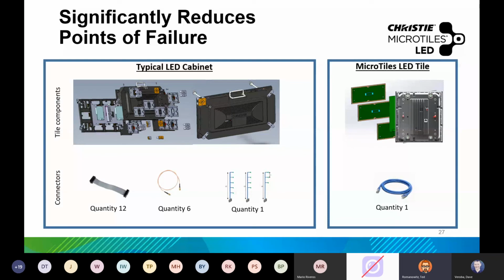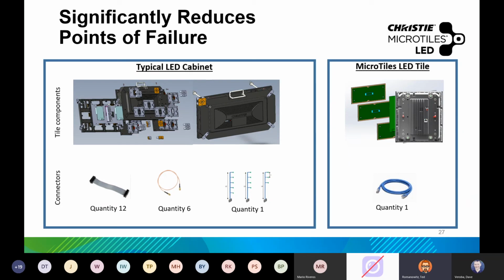So very complex, very difficult. Many of the competitors don't like to tell you this, but to fully deconstruct and get to certain things like the power supply, you have to tear the entire cabinet apart, and sometimes even remove it from the wall to have rear access. It's quite lengthy to do that. In comparison, take a look at the simplicity of the MicroTile LED on the right.